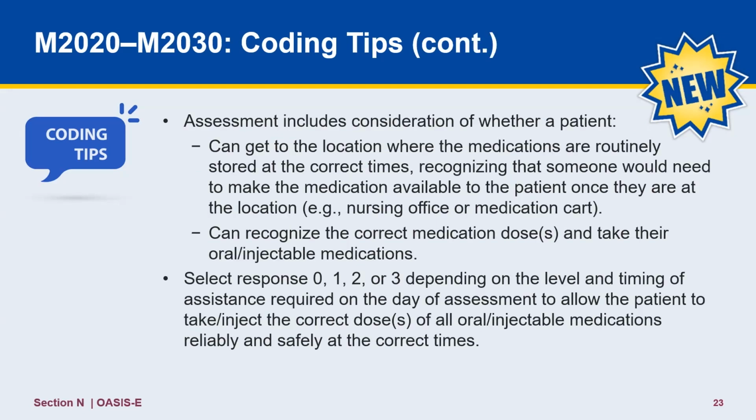Assessment includes consideration of whether a patient can get to the location where the medications are routinely stored at the correct times, recognizing that someone would need to make the medication available to the patient once they are at the location. For example, a nursing office or a medication cart. Whether or not the patient can recognize the correct medication dose or doses and take their oral and injectable medications. You would select response 0, 1, 2, or 3, depending on the level and timing of assistance required on the day of assessment to allow the patient to take the correct doses of all oral or injectable medications reliably and safely at the correct times.